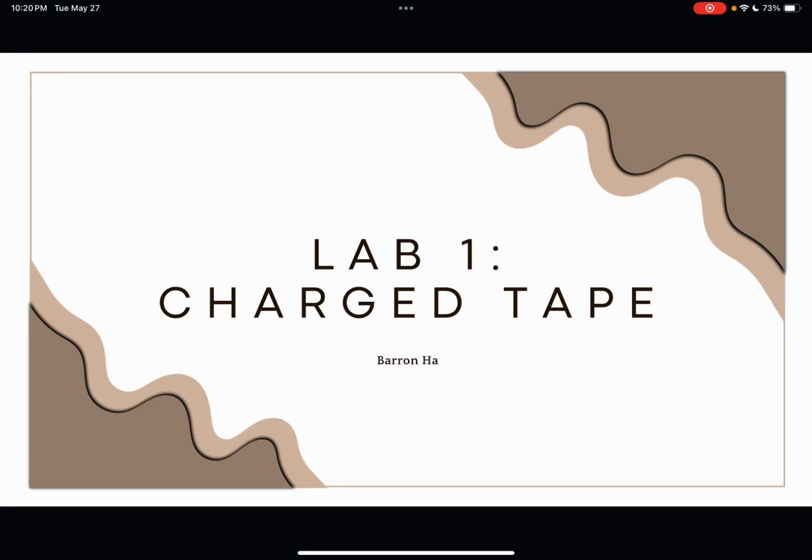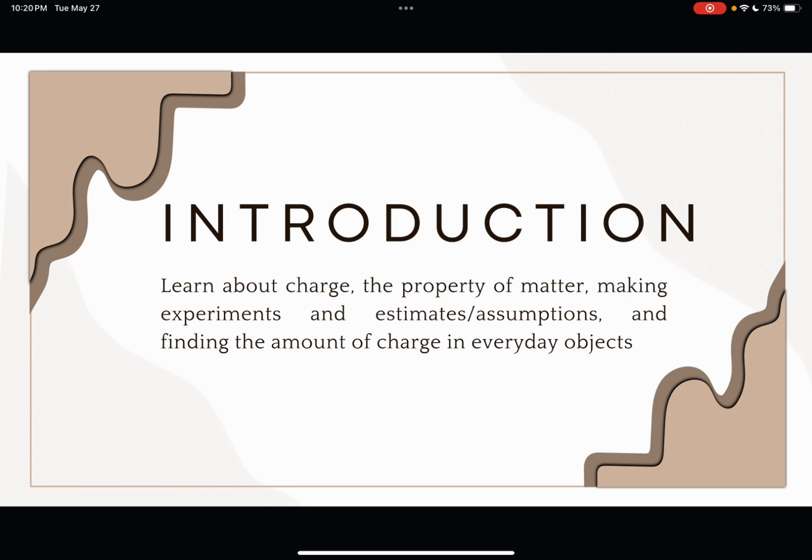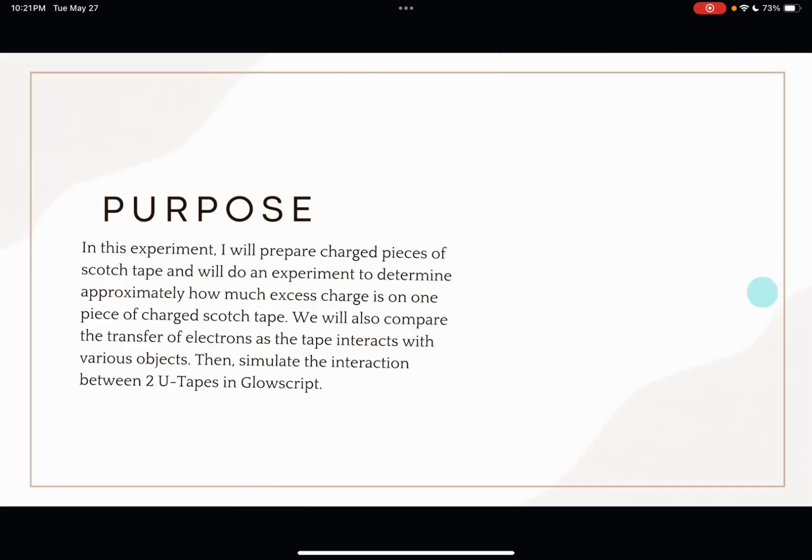This is my Physics 2212 Lab 1 Uncharged tape. My intro is that we're going to learn about charge, matter, experiments, estimates and assumptions, and finding charge in everyday objects. And the purpose is that I'll prepare charged pieces of Scotch tape and do an experiment to find how much excess charge is in it and compare transfer of electrons as the tape interacts with various objects.